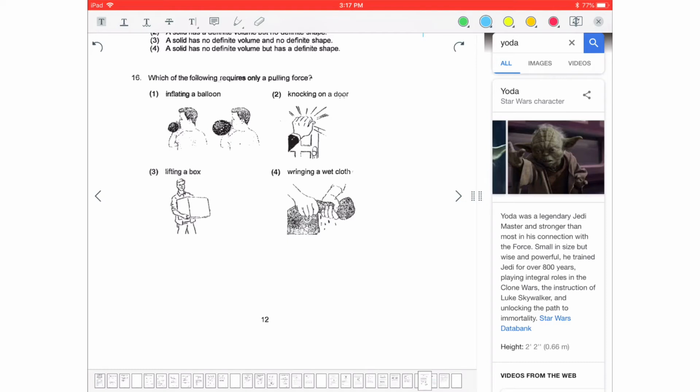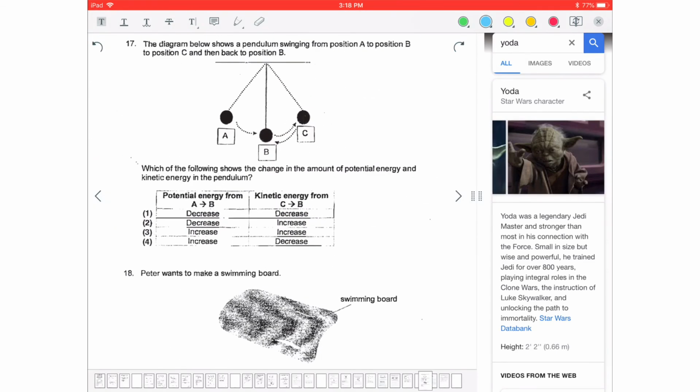Okay, which of the following requires only a pulling force? Pulling. Which is pull? Pull and push. Which is pull? Balloon. Knocking. Lifting. Ringing. Inflating. Knocking. Lifting. Is this a pull? No. So no, you see. Inflating. Blowing. 4? No, it's 3. Lifting. Lifting is pull upwards. Pull upwards, okay? 3. Next.